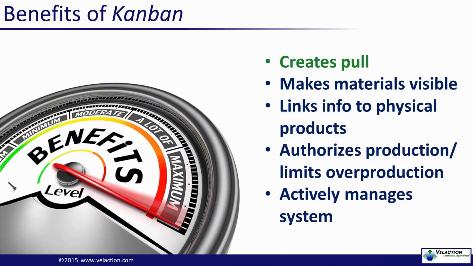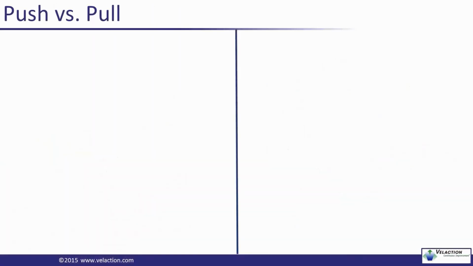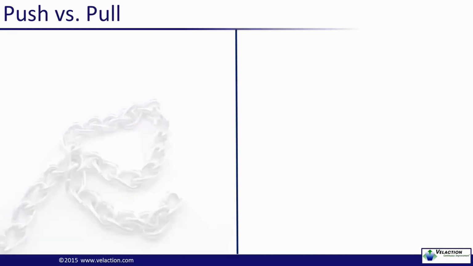Pull systems link the operation together in a way that push systems simply cannot do. Perhaps even more important is the fact that Kanban forces leaders to actively manage their material management systems. We'll talk later about how to intentionally stress the system, but for now, let's just keep in mind that Kanban forces everyone to be much more involved in managing their materials. Let's look at these benefits in more detail. We'll start with push versus pull.